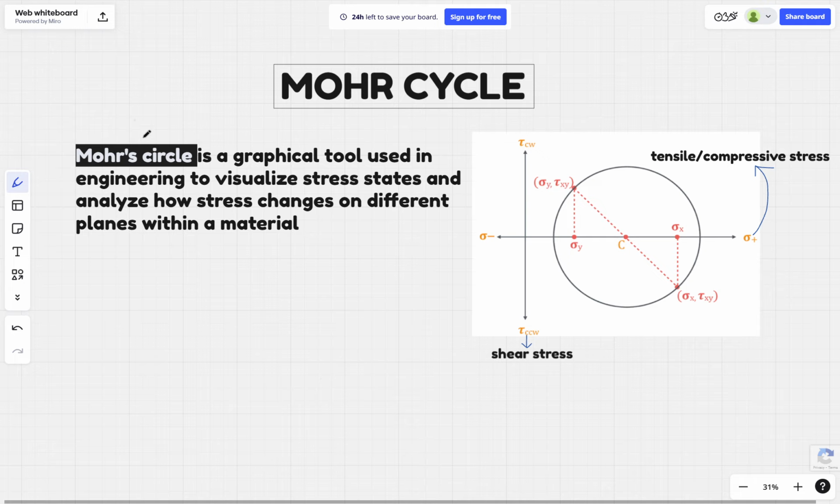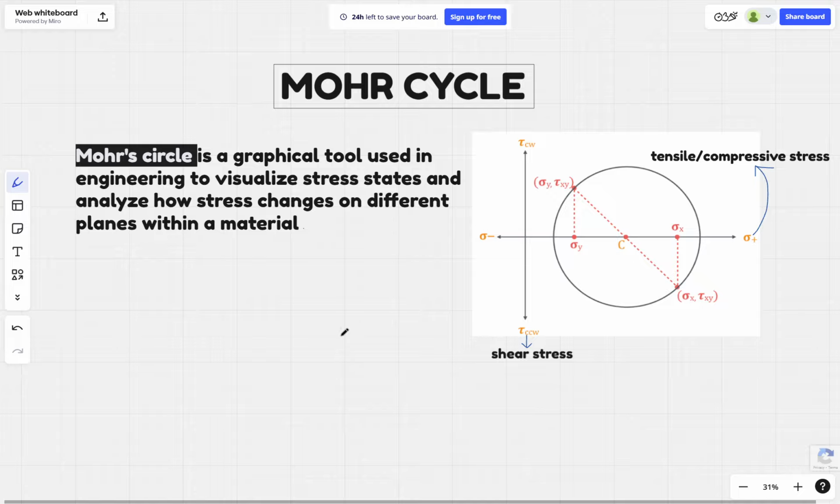Motorcycle is a graphical tool used in engineering to visualize stress states and analyze how stresses change on different planes within a material. If I want to break this down in an easier sense, it can be said that to understand the compressive or tensile stress and the shear stress applied on an object more precisely or in a graphical view, we use motorcycle.